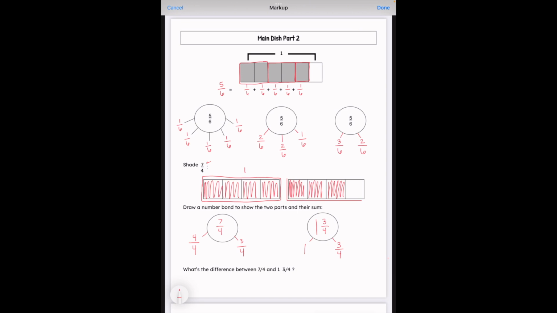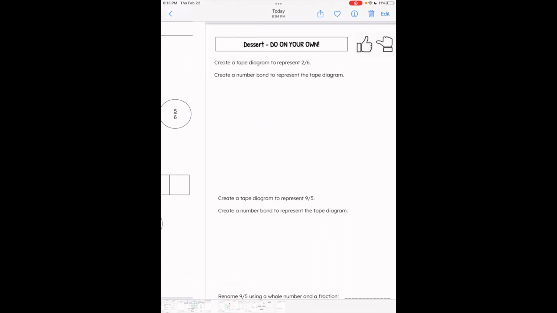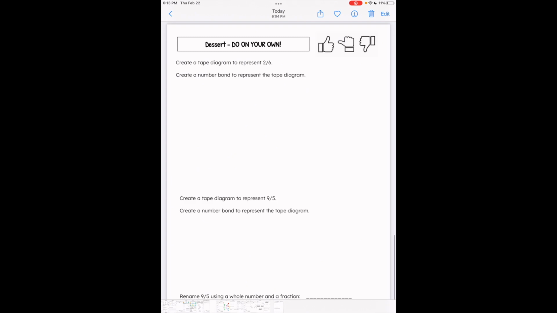So looking at 7/4 and 1 3/4, what's the biggest difference? Honestly, you don't even need to write anything here. The biggest difference is just that 7/4 is a fraction, while 1 3/4 has a whole number with a fraction. But visually, they equal the exact same amount. Go ahead and you should be able to do your dessert today. You are going to get the chance to create both tape diagrams and number bonds to represent the fraction in your tape diagram. Good luck.